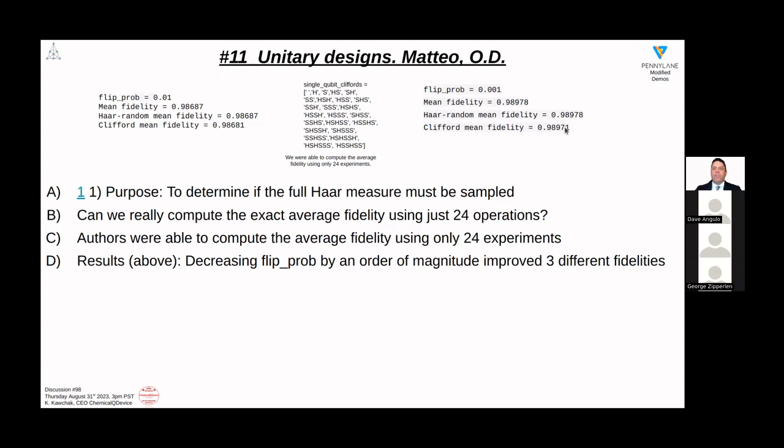As you see here, I changed the flip probability for this specific case, and all of the fidelities went up. That was just one of the parameters I could change. It's basically about whether you have to determine the full Haar measure for it to be sampled, those types of things.